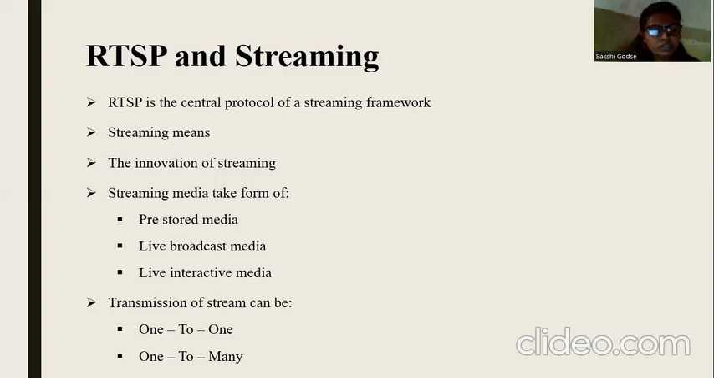In networking terms, we say it is unicast. The stream travels bidirectionally from source to the user. Another is one to many, which is also known as multicast, where one stream is broadcast to many users.